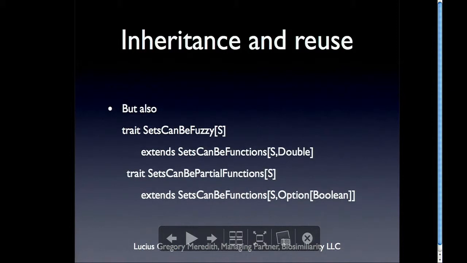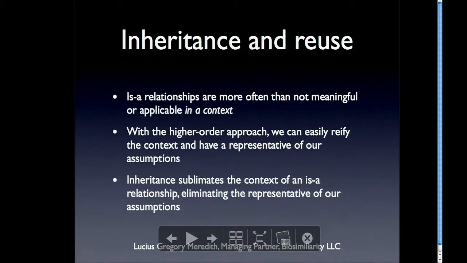Okay, so that's a different way of doing things in terms of reuse. We could say, well, sets inherit from the type function from A to Boolean, but this is more flexible, right? And I'll come back to that. But let me summarize what I'm saying here. So ISA relationships are more often than not meaningful in some context, all right? And ISA is a way we think about substitutability, so tie it into this idea of substitution. If orange and apple are fruits, then in a fruit basket I could have an orange or an apple, right?